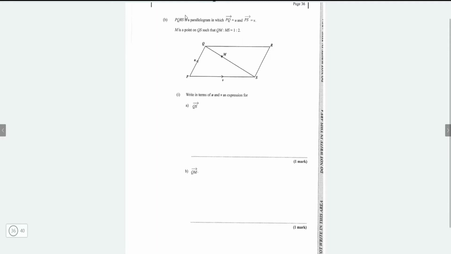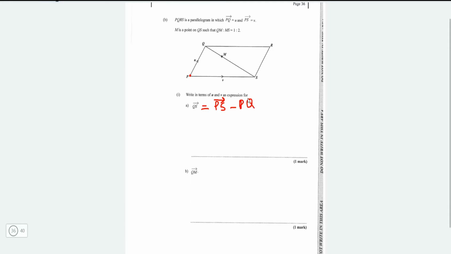All right, so what I like to use is a reference point. I'm going to use my reference point as P. So to go from Q to S right here, as I said, I like to use a reference point. It usually would be OS minus OQ, but I'm using my reference point as P. So it's going to be PS minus PQ.